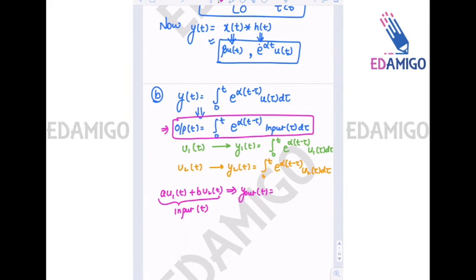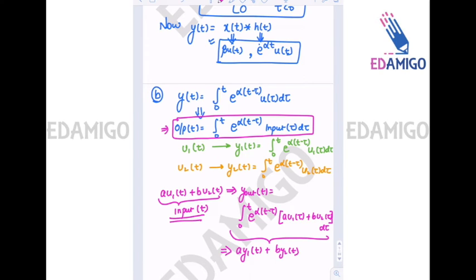Okay, so the output y_out(t), using this statement of the system, is equal to the integral from 0 to t of e^(α(t−τ)) times the input(τ). So the input is a u1(τ) plus b u2(τ) dτ, and we can see that this is equal to a times y1(t) plus b times y2(t). Okay, so since the system follows superposition, it is a linear system.